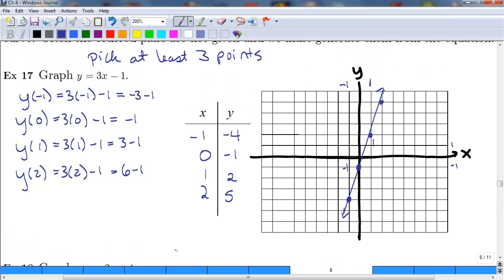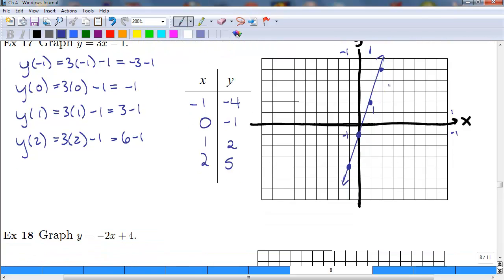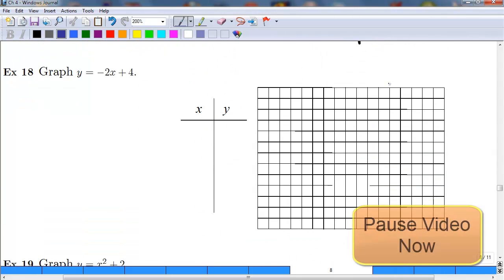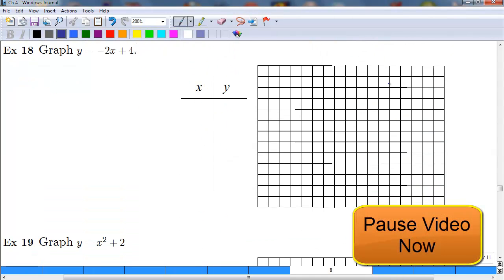If you do know the slope-intercept form and the way to graph this, all you have to do is pick the -1, which is our y-intercept. That's the point 0, -1, plot that. And then you can use the slope, which is rise over run. So in this case, it's 3, so we rise 1, 2, 3, we run 1. Rise 1, 2, 3, we run 1. And we end up with those same points that we plotted. So I want you to pause the video and graph example 8.